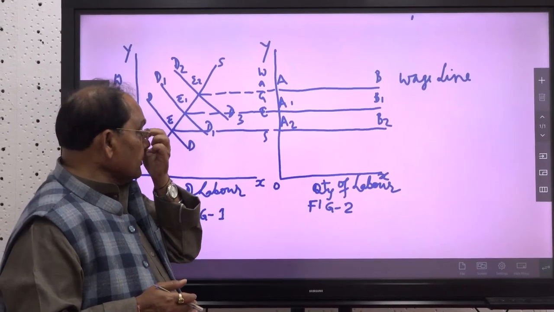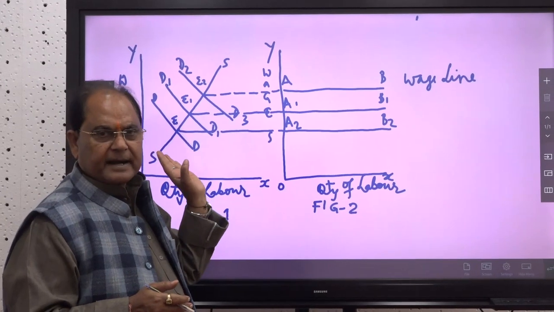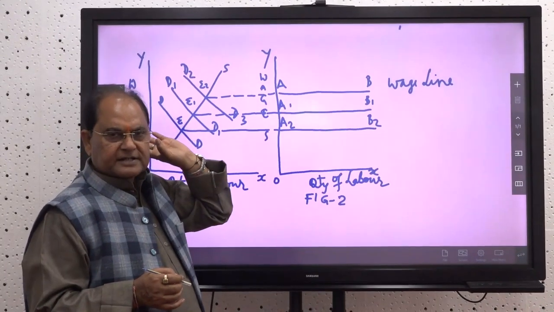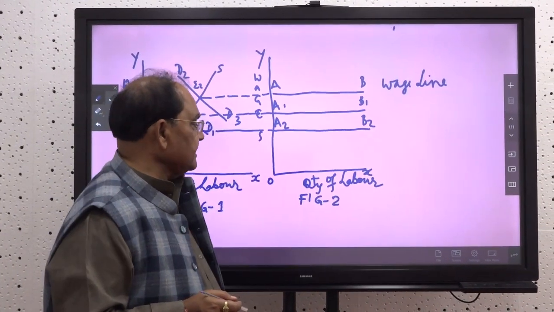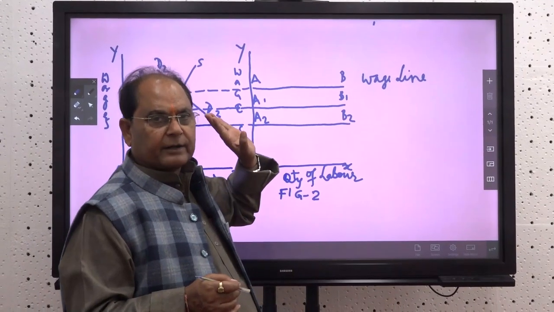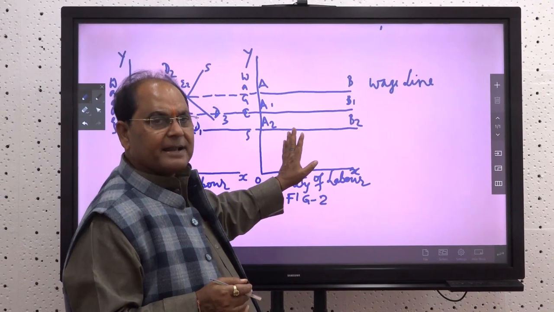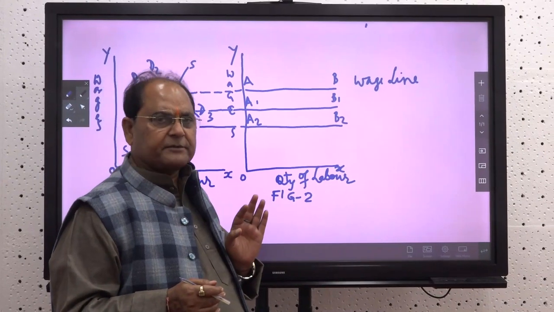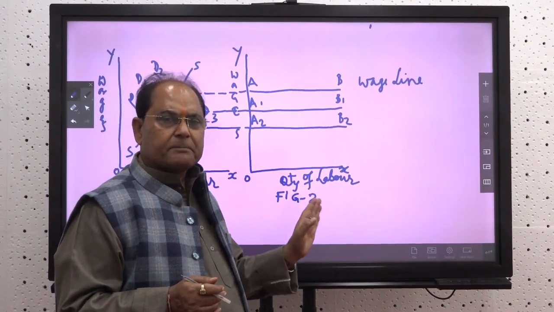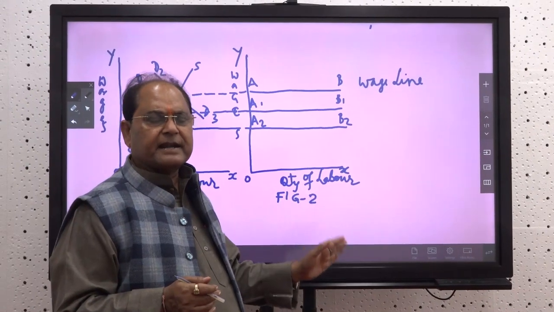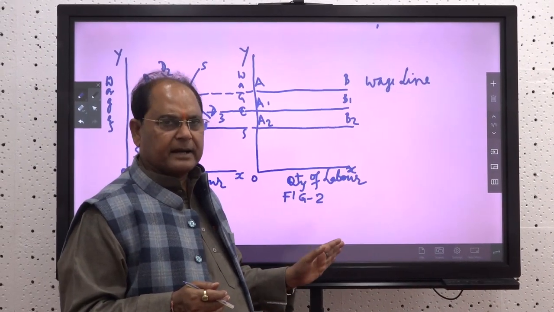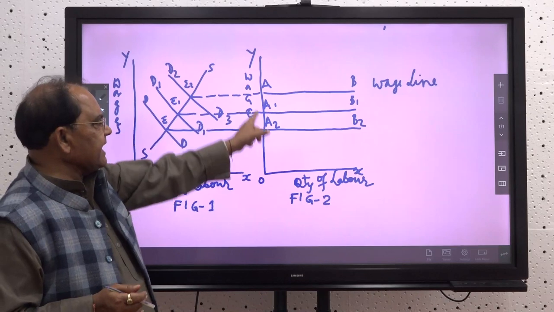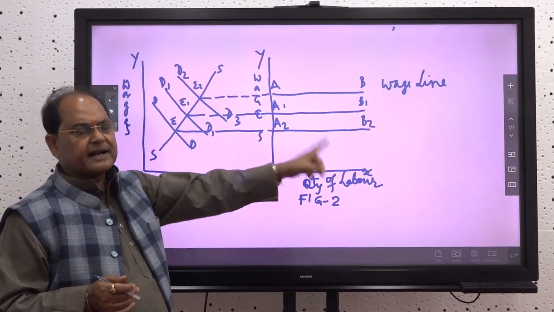So now we know the demand side. This is the wage line which is known to us. At this wage line, average revenue and marginal revenue both are equal. And now we have to decide about the average revenue productivity and marginal revenue productivity of labor. With the help of average revenue productivity and marginal revenue productivity of labor, the equilibrium shall be decided. So, keep this diagram in mind, because this diagram shall be used in a later analysis also.